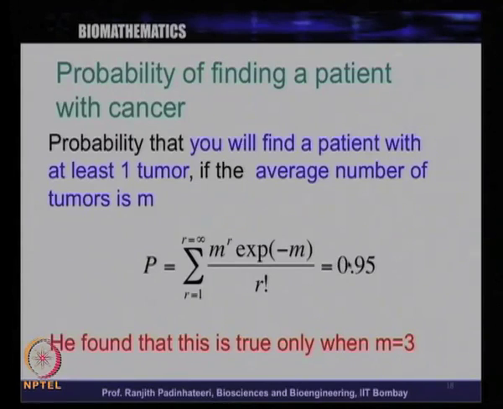Some of them had more than one, but all of them had at least one. So, this is the probability of finding the patients with, that means if we had 100 patients, 5 patients did not have any tumor, 95% had at least one. So, what should be the value of m for which this sum is 0.95? You can ask this question and do this for different values of m. Knudson wrote a table for different values of m and r, and he did this sum, and he found that this equation is true only when m is equal to 3.